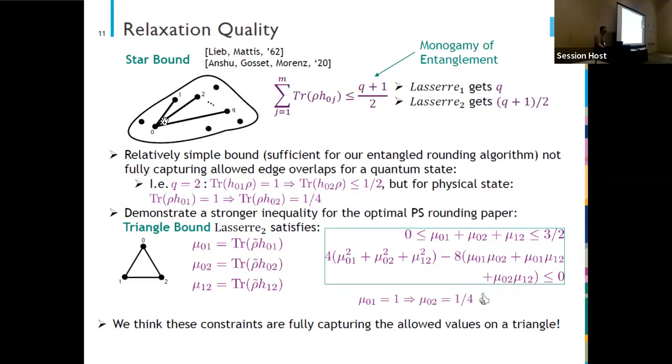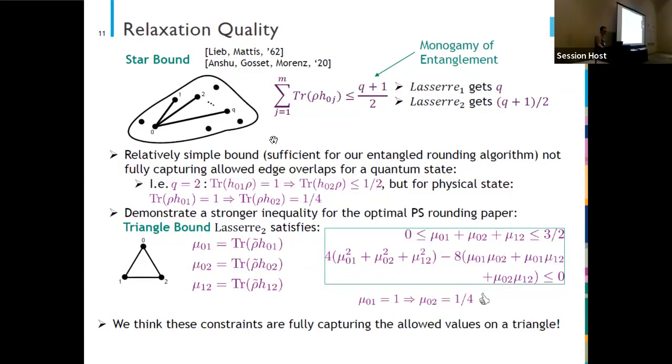I like to think about this as a monogamy of entanglement inequality, because it's like saying if on this edge I have objective 1, then on this edge, obviously my objective is bounded by a half if there's only 2 edges in my star. And it turns out Lasserre 1 is really bad at respecting this inequality. So Lasserre 1 would tell you that you can have a state which is maximally overlapping with 2 overlapping singlets, which violates monogamy, whereas Lasserre 2 actually gets the right answer on this graph.